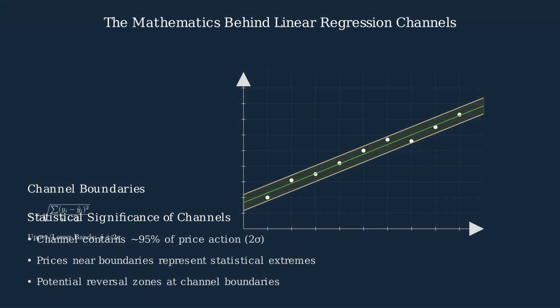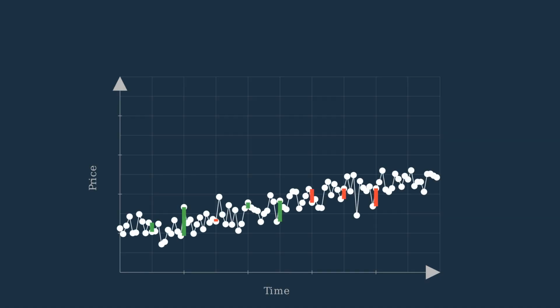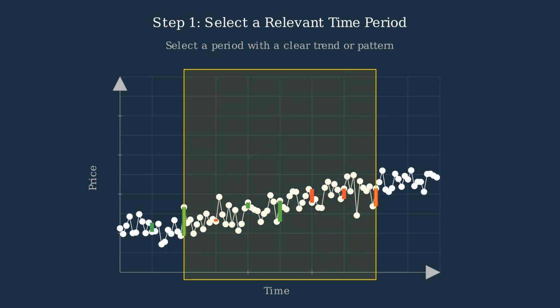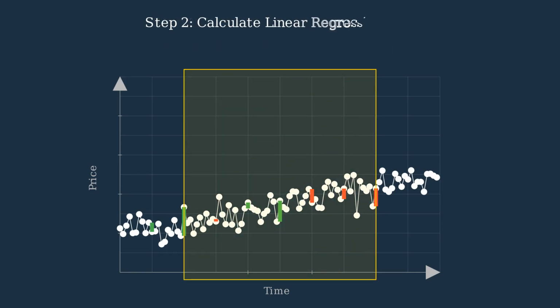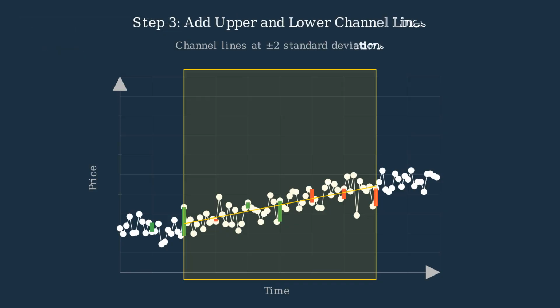To set up a linear regression channel, first select a relevant time period for analysis. Most trading platforms allow you to select a specific period that contains a clear trend or pattern. Next, calculate the linear regression line, which is the line of best fit through your price data. The regression line minimizes the distance between itself and all price points, creating the most accurate trend line. Then add parallel lines above and below at equal distances, typically set at 2 standard deviations from the regression line.